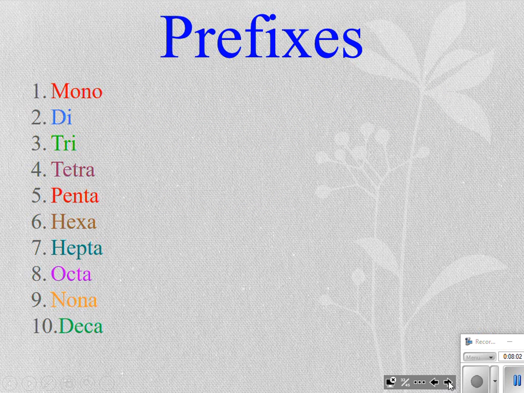Now we have 10 prefixes that we will be using, and I have them listed up here. So get these prefixes in your notes, and then we'll discuss how we use them.